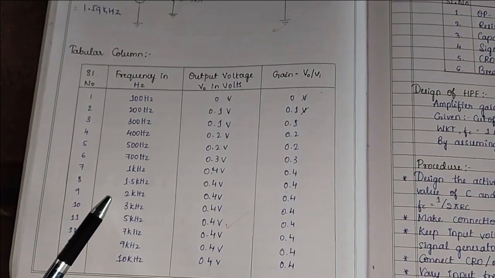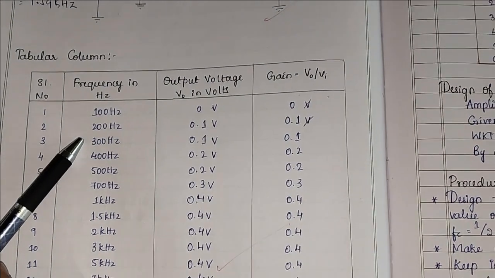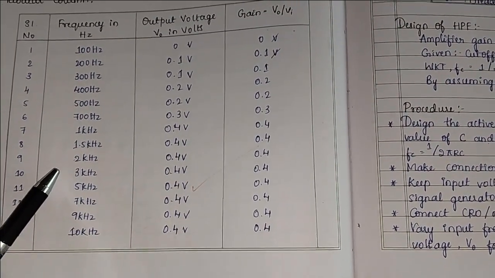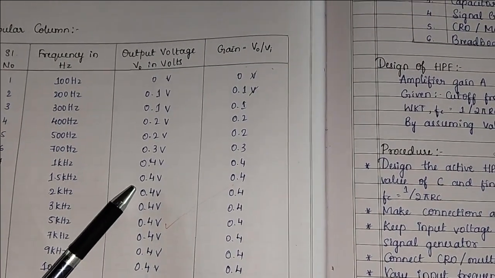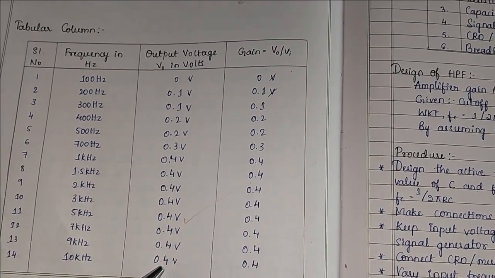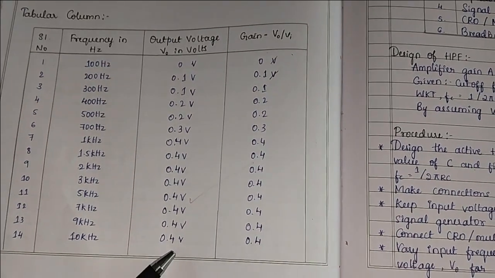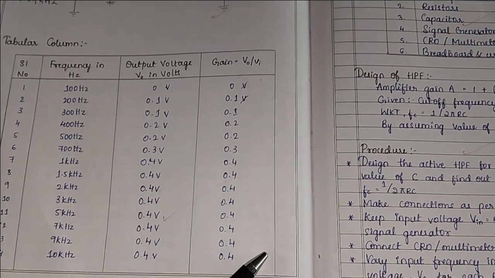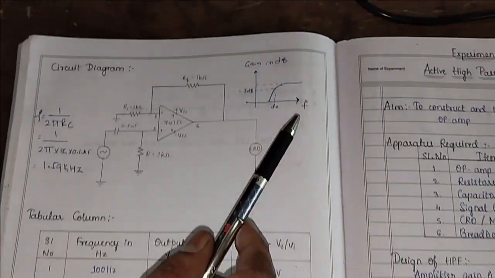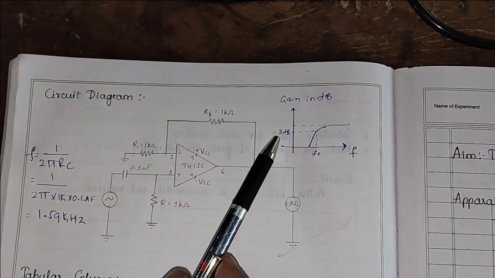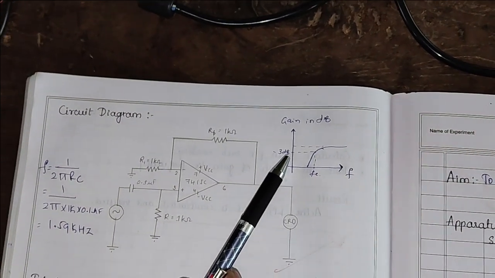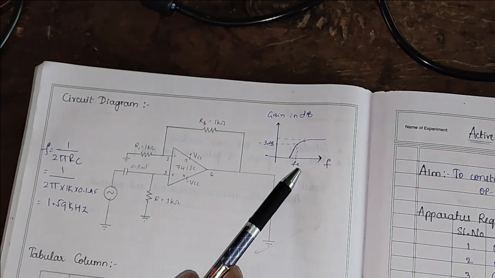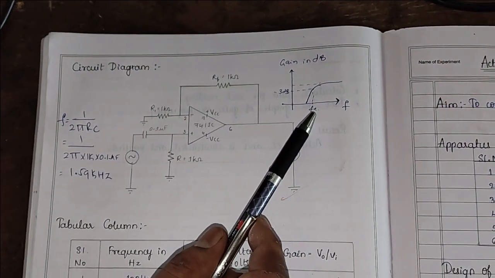In this tabular column we can observe that as we increase the frequency, the output voltage also increases. Somewhere near the cutoff frequency, the output voltage increases to 0.4 volt or sometimes more than 1 volt. We have to calculate the gain in dB and then draw the graph. Once we draw the graph and mark minus 3 dB on it, the line intersects the graph at the cutoff frequency. In this way we conduct the active high-pass filter.